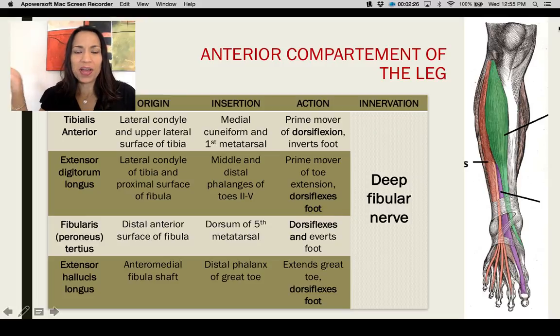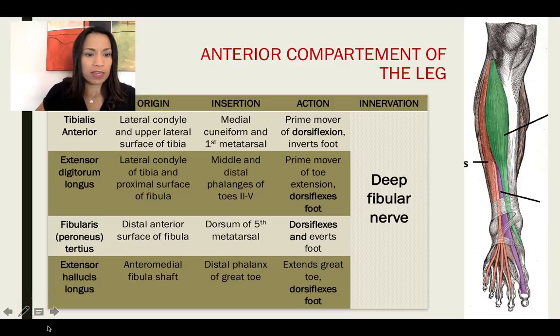Okay, let's describe the anterior compartment of the leg. In here, we're going to describe only 4 muscles, okay? And they are grouped together and they form, let me identify them for you in here.